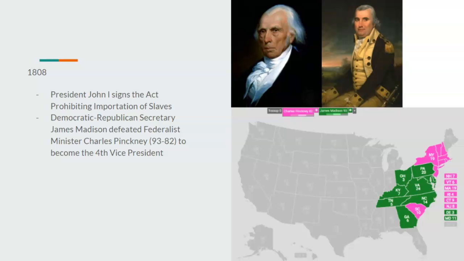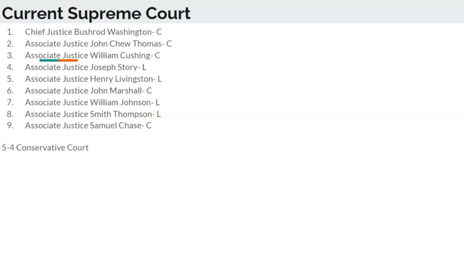So that ends off this timeline for this episode, and we have the current Supreme Court as of the end of 1808, beginning of 1809. We have a 5-4 conservative court. Yes, the liberals or Democratic Republicans are starting to get in more liberal judges.